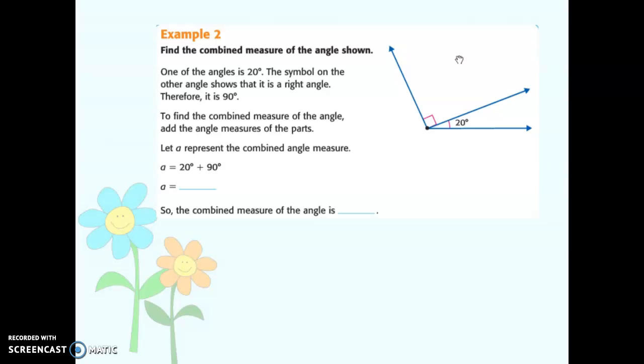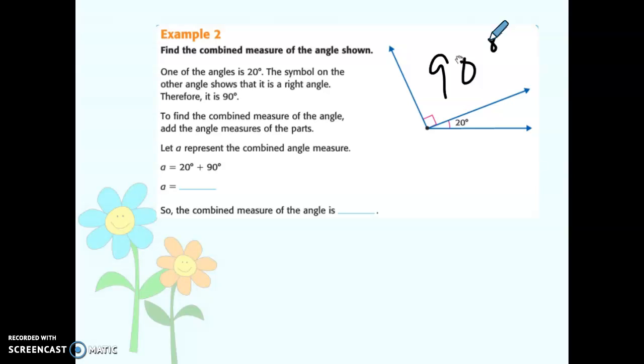Okay, so now here's one where we're looking at it and it says find the combined measure of the angle shown. So we would have to do this too. We have to listen to what it's asking you to do. It says one of the angles is 20 degrees. The symbol on this angle right here obviously lets us know that this one is 90 degrees. But that's not what the question was asking us. It wasn't asking us to find that.